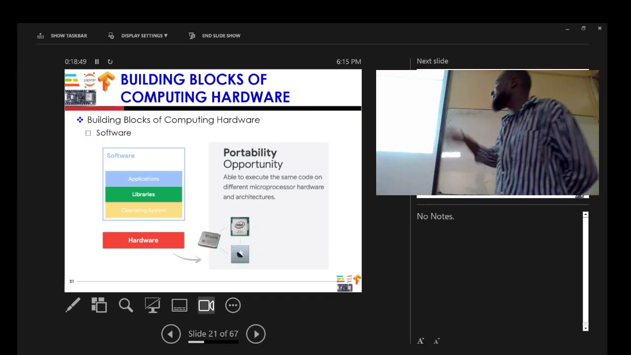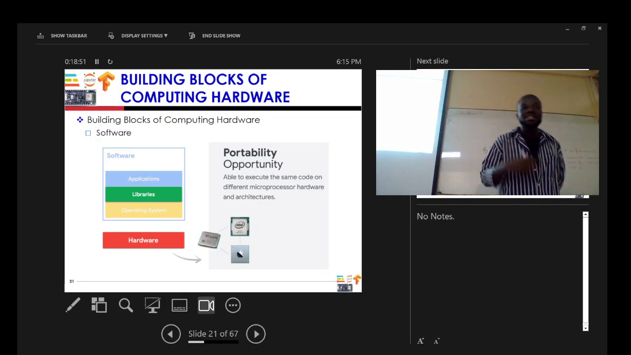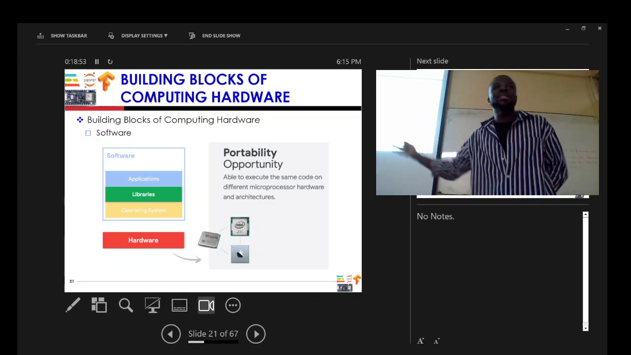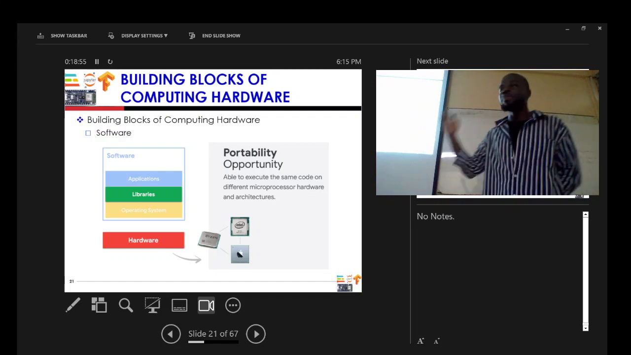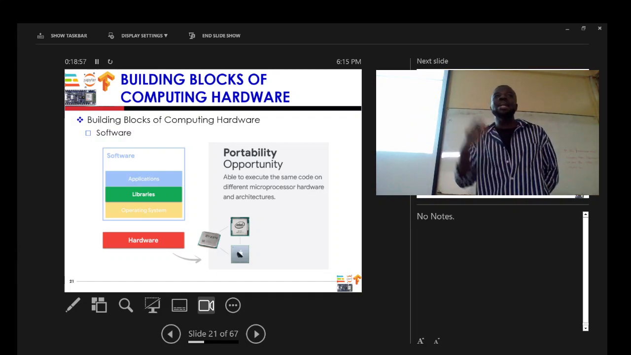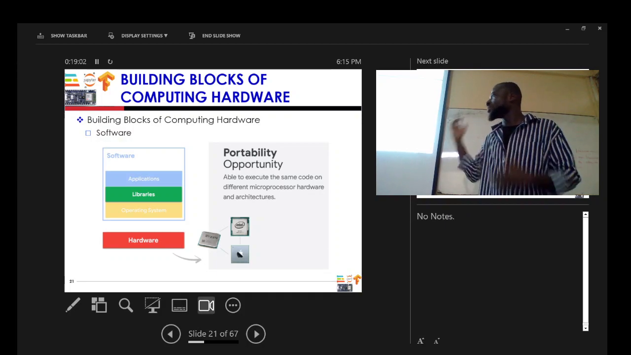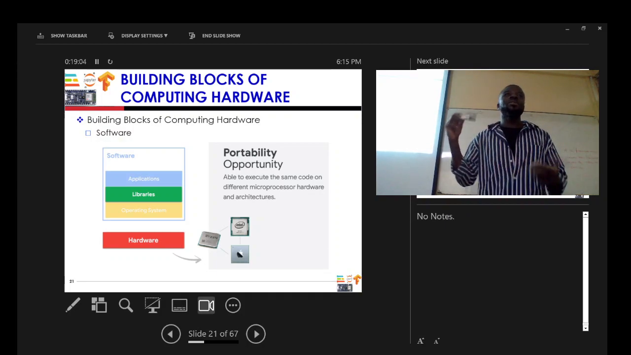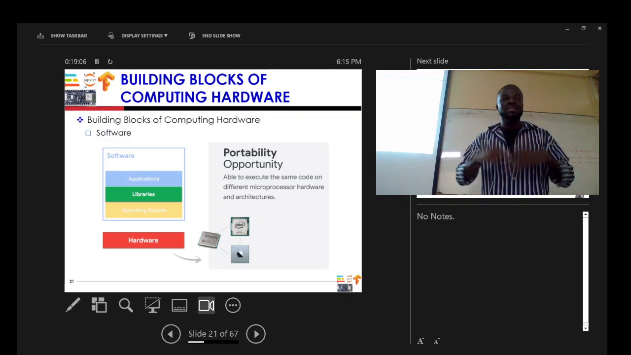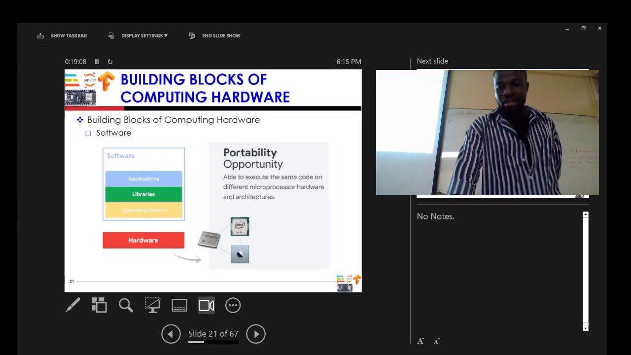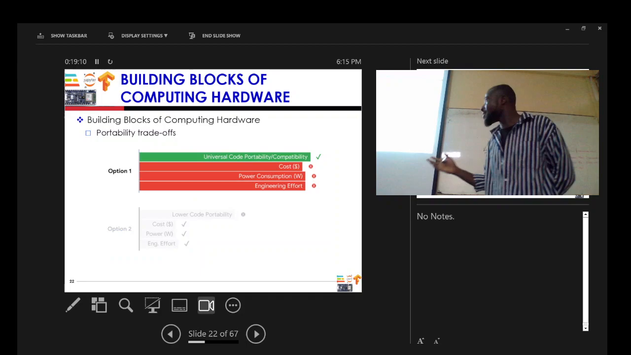Alright, so as I said, if the code is portable, it means that it's good. It can run on most operating systems and most CPUs. But it means that the size of that code is actually huge, right? So running portable libraries on microcontrollers is impossible. Understood?